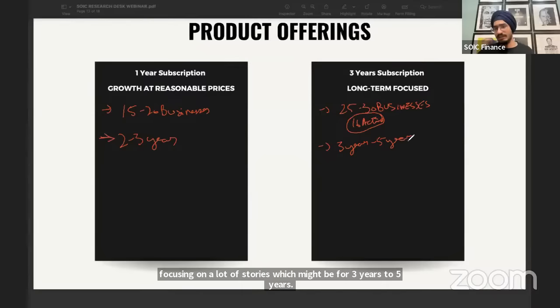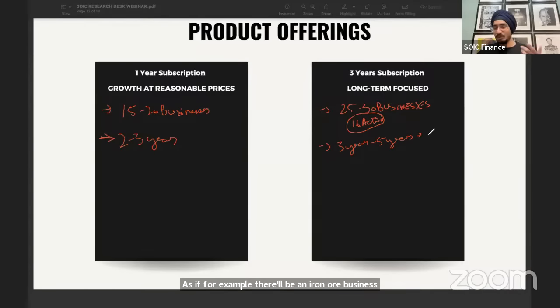Let's say, for example, there'll be an iron ore business. That type of business, you can't look at it from a perspective of 1 or 2 years. You have to look at it from a perspective of 3 to 5 years. So that type of business won't be recommended over here, because we know its time horizon demands that. There's a pharma CDMO business which requires 3 to 5 years of patience. It doesn't require 1 or 2 years.